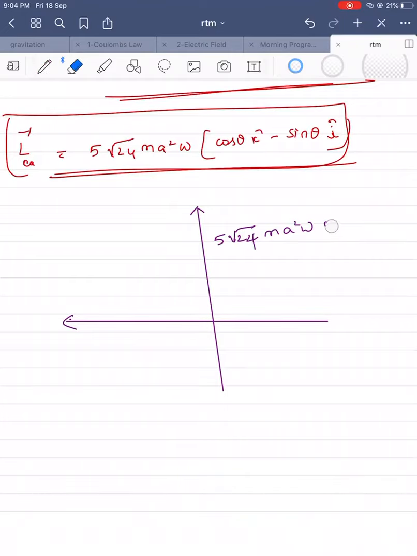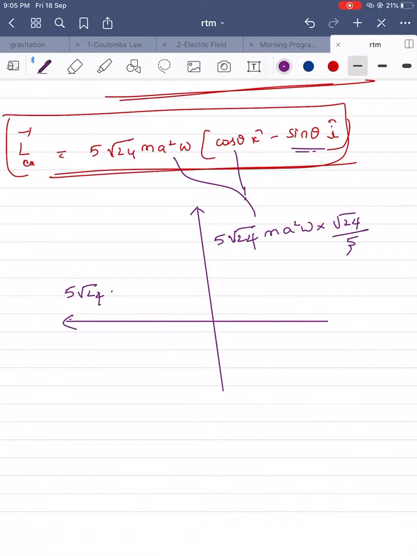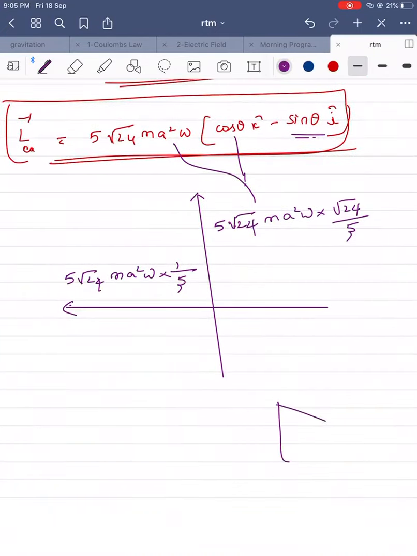What is the cos theta? Previously we got cos theta is equal to root 24 by 5. So this is one component I am writing over here, K cap, minus sin theta, which is nothing but 5 root 24 m a square omega sin theta. Sin theta is nothing but 1 by 5. If you picturize the diagram, the circle, that right angle triangle, it is 1, 5, root 24. Here is an angle theta. All right, and this is in the negative direction.